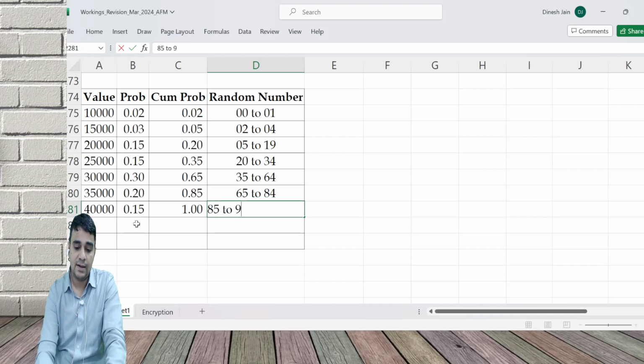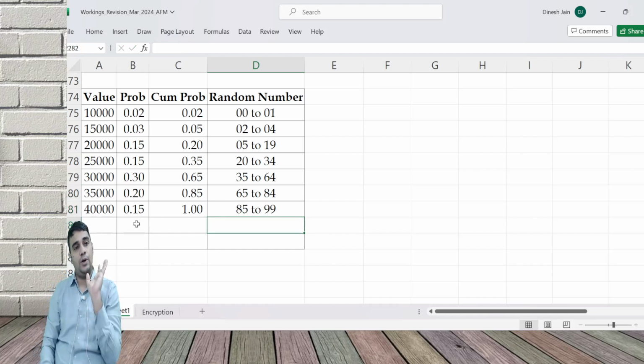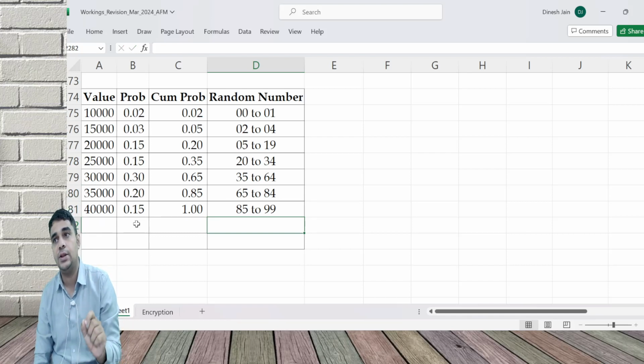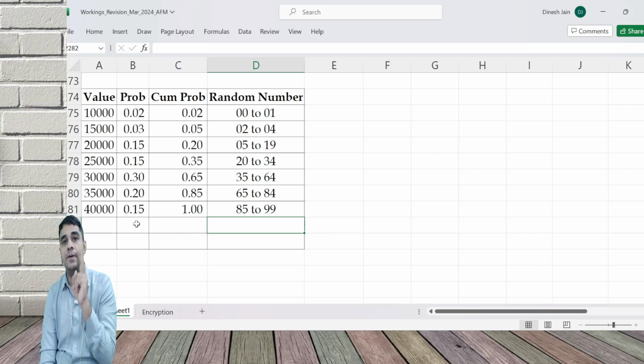Somebody says I want to do 3-digit, you can do it, no problem. Just add a 0 in the probabilities. Why I do 2-digit normally is probability will be given to 2 decimal. If they give you probability to 3 decimal, you cannot do 2-digit random numbers. You will have to move to 3-digit.